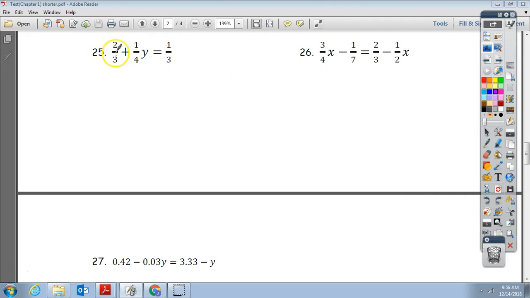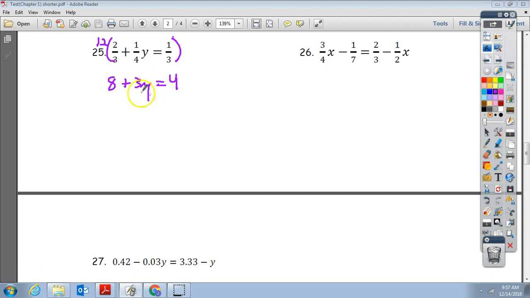Now, what's the common denominator with 3 and 4? The number that both of them divide into would be 12. If you multiply this thing by 12, distributive property again, 12 times 2/3, you would end up with 8. 12 times 1/4 would be 3y. 12 times 1/3 would be 4. Now, if you can't do that in your head, what do you use? A calculator. That's okay.